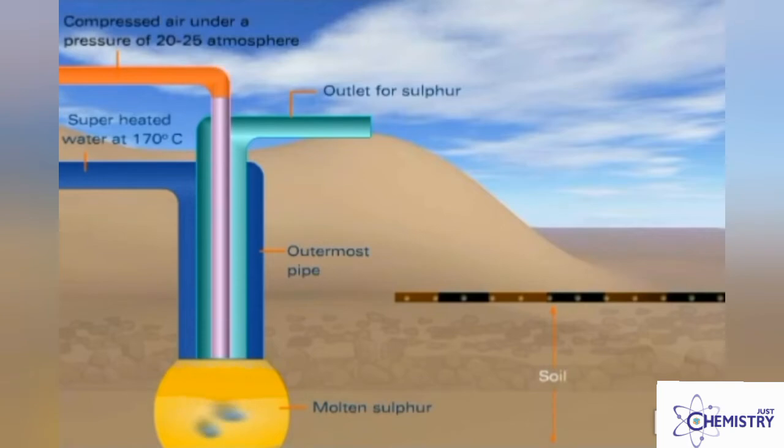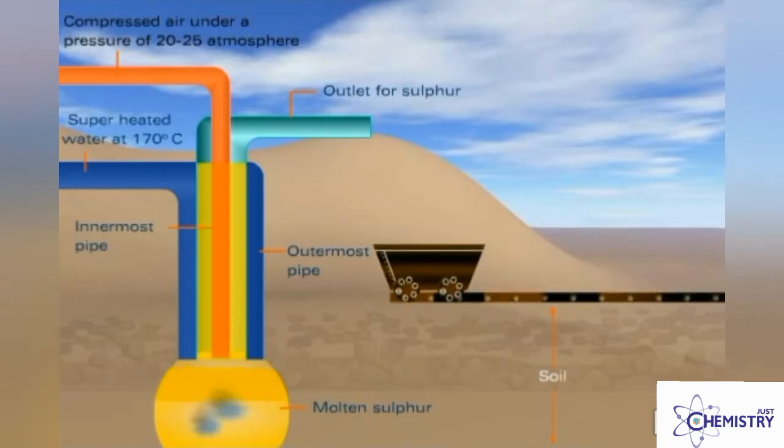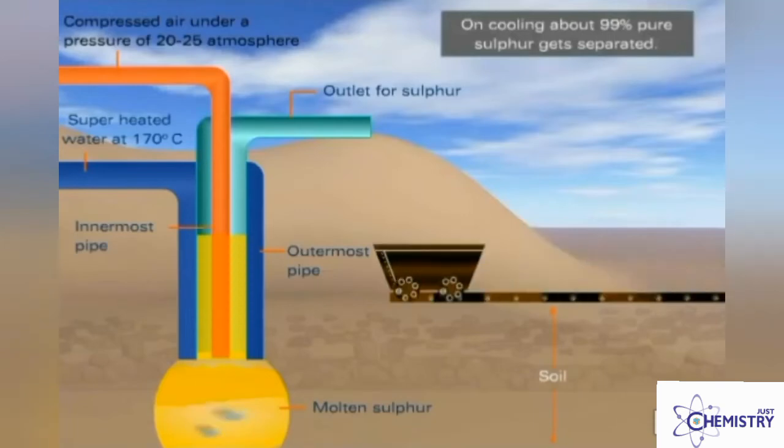Compressed air under a pressure of about 20 to 25 atmospheres is pumped in through the innermost pipe. This forces the mixture of water and molten sulphur to gush out of the middle pipe. This mixture of molten sulphur and water is collected. On cooling, about 99% pure sulphur gets separated.